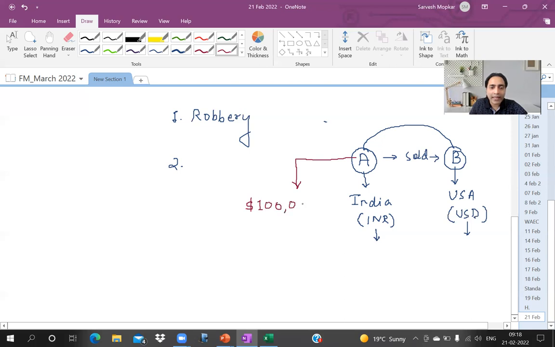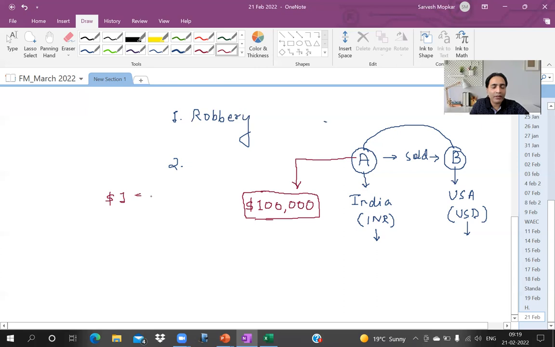That means A has sold goods to B worth 100,000 US dollars. And B is supposed to pay this 100,000 US dollars to A. So A is going to receive foreign currency. All of you agreed? A is going to receive foreign currency from B. Now, all of us know that there is something called exchange rate.